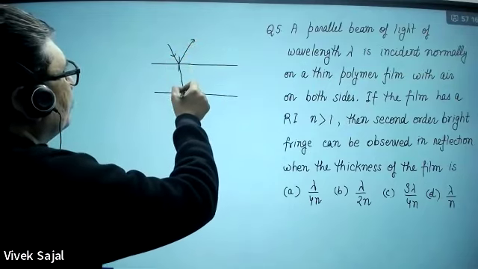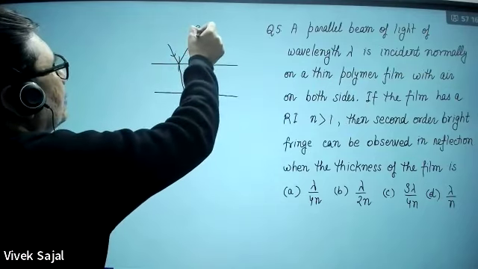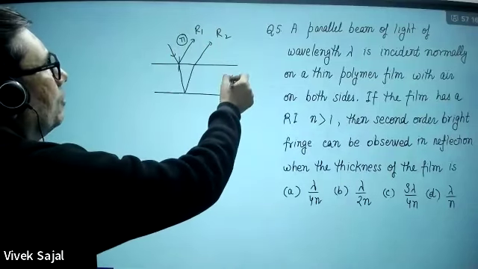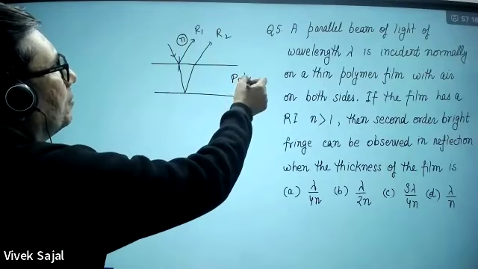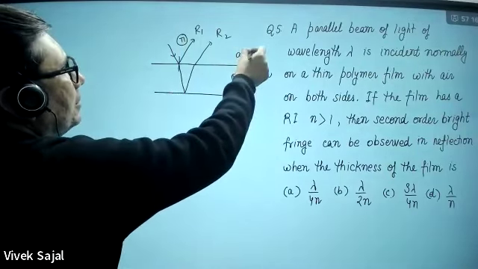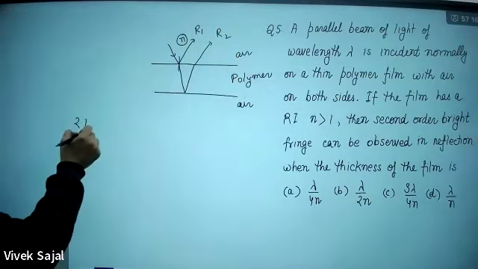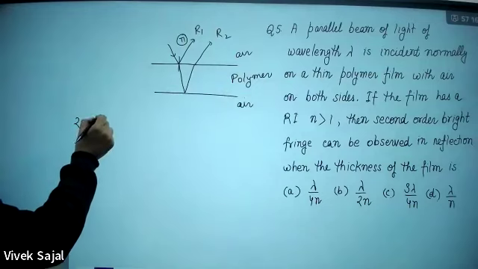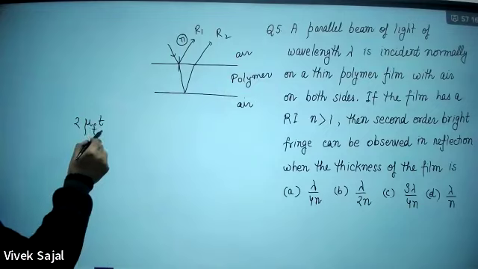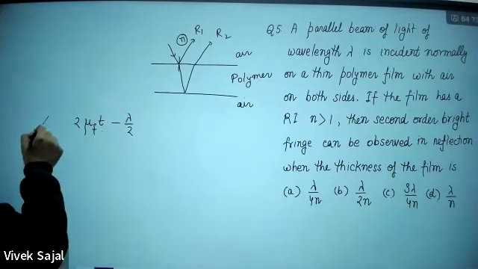In this case, if you look at the path difference, R1 is here, R2 is here, this will be pi, and here this is polymer. Here this is air, this is air. So path difference will be 2 mu t cos r. Okay, normally incident, so cos r is 1. So 2 mu t minus lambda by 2. This will be the path difference.